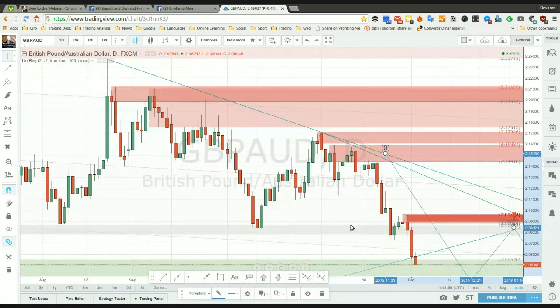This demand level, now marked in gray, was taken out after it was tested at least one or two times. In the last test, the price made a new lower low here and bounced back. But this bounce was not strong enough to sustain the up movement, because the demand was very weak. It was tested many times, so the level is weak, and the price just moved back with a strong momentum, marking a new supply level here.